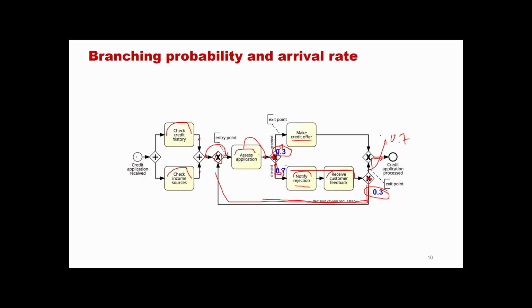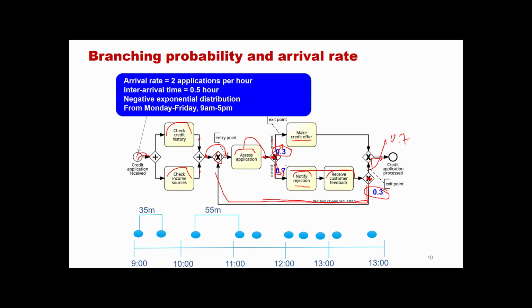Now, the simulator needs to do something. It needs to figure out how often we should create new instances of the process. Should we create one instance every 20 minutes, or every 30 minutes, or every half an hour? Sorry, or every 1 hour. So for that, I need to specify to the simulator the arrival rate, or more specifically, the inter-arrival time.